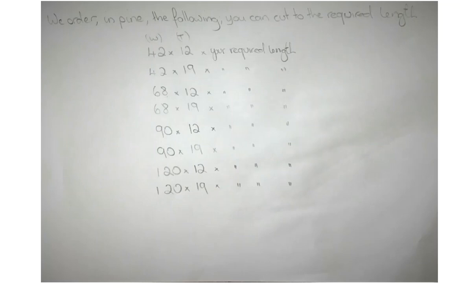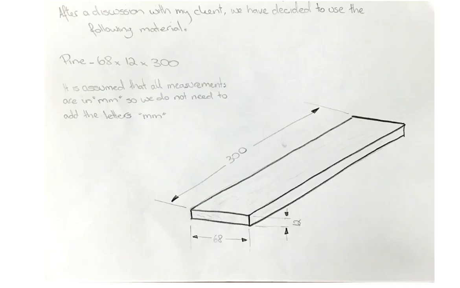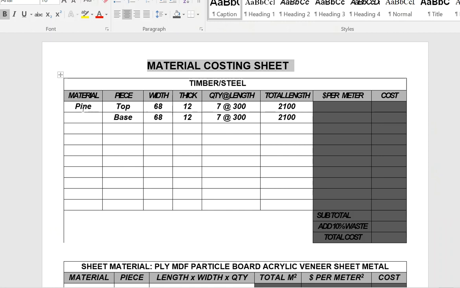I hope that has helped to explain how you organise your cutting list. I will now go and show you how you present that on your document. Okay, so going back to our cutting length again, this was the base. It was 300, 68 mil wide, 12 mil thick, 300 mil long. So this is what it looks like on your cutting list. You're going to write down pine. What piece is it? The top. The width, 68. 12 mil thick, and there's going to be 7 pieces at 300 mil. So your total length will be 2100.